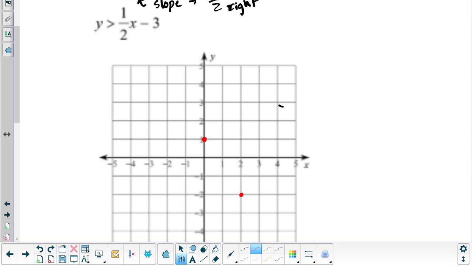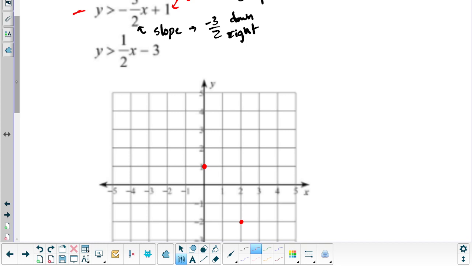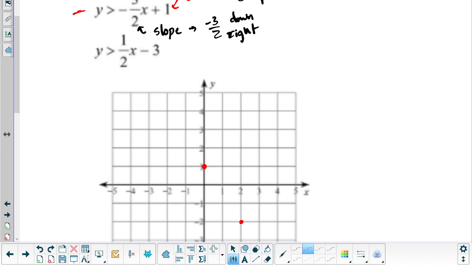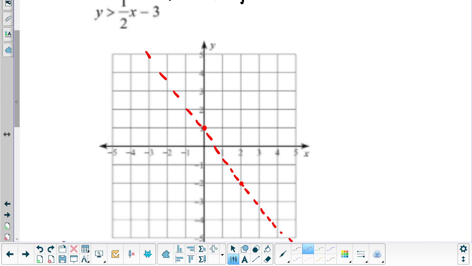Okay? So that is the 2 dots that I need to draw my line. You only ever need 2. But when I connect this, I need to take a look at the inequality sign. Because it's strictly greater than, because it doesn't have the or equal to line, that means I can't be equal to this line. And so I'm going to make it dashed to represent that it is a boundary, but I don't include it.